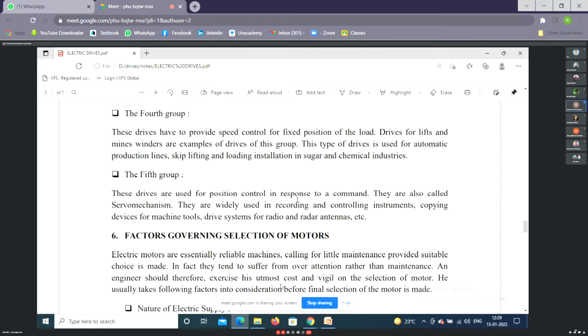For the fourth group, the drives have to provide a speed control for a fixed position of the load. Drives for lifts and mine winders are examples of drives of this group. This type of drive is used for automatic production lines, skip lifting and loading installations in sugar and chemical industries.